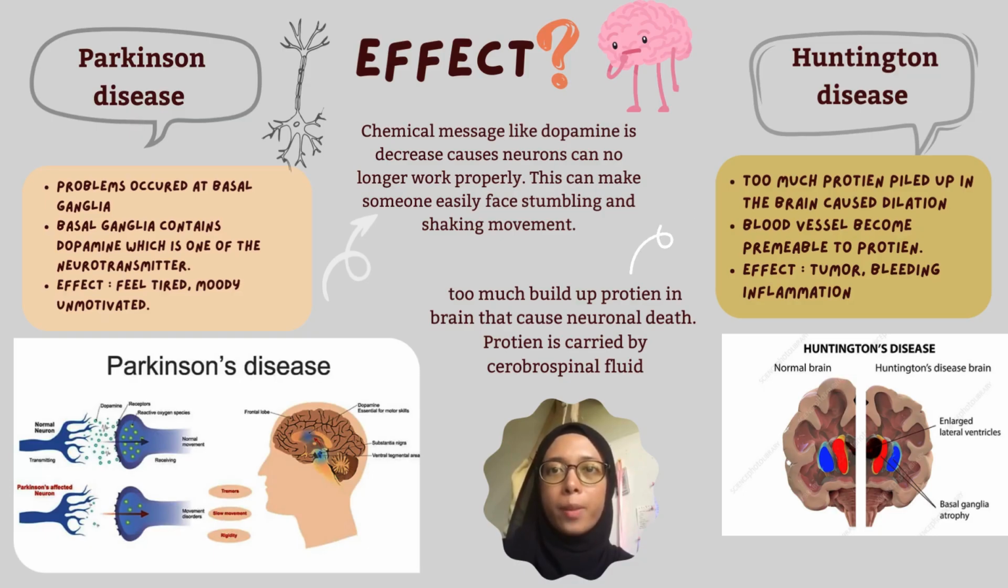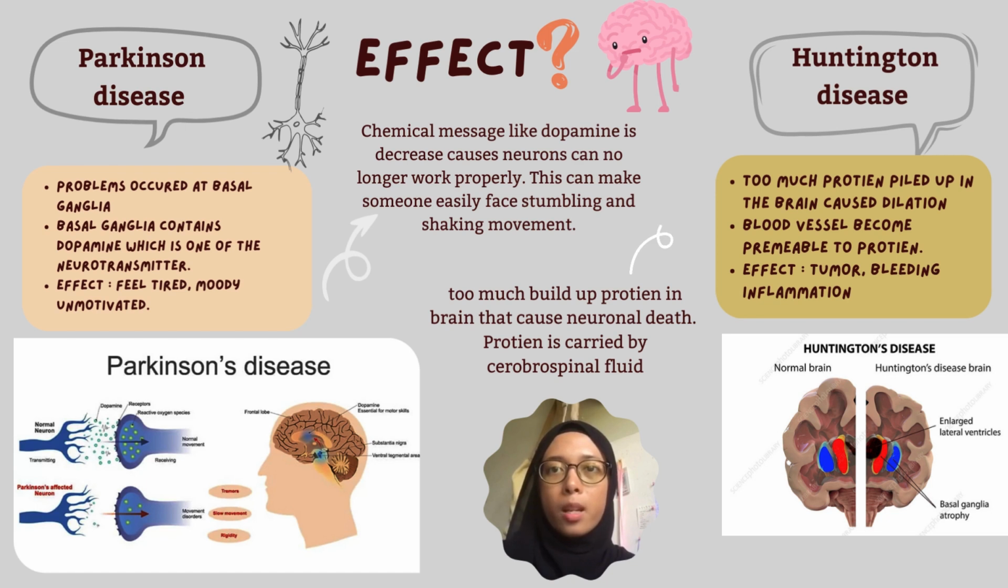Firstly is Parkinson's disease. Parkinson's disease is one of the most common neurodegenerative diseases that happens in our country. Parkinson's disease is where the basal ganglia face problems. Basal ganglia consist of dopamine, which is transmitted from one neuron to another neuron at the junction or tiny gap called the synapse.